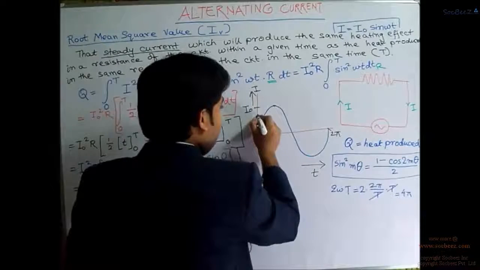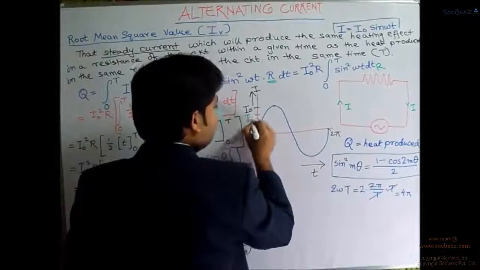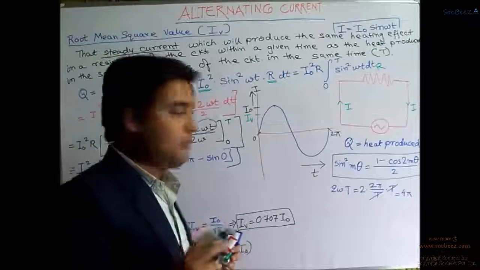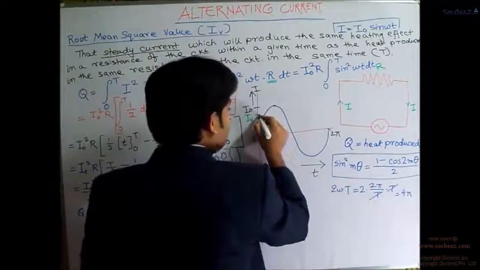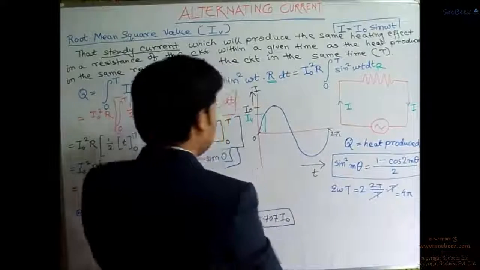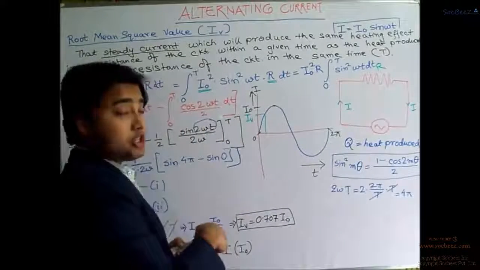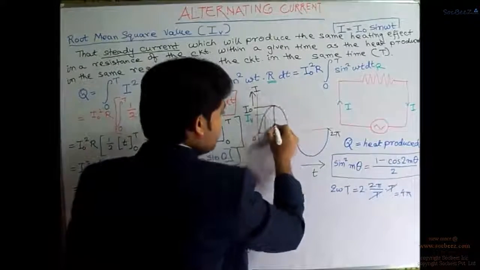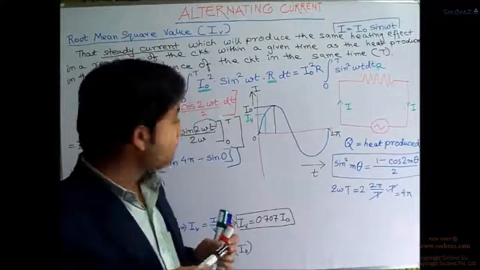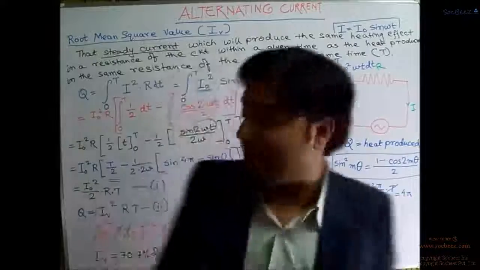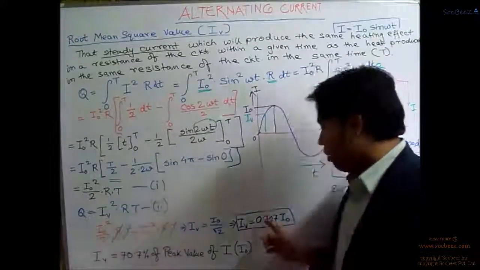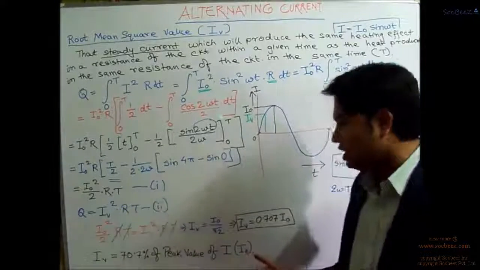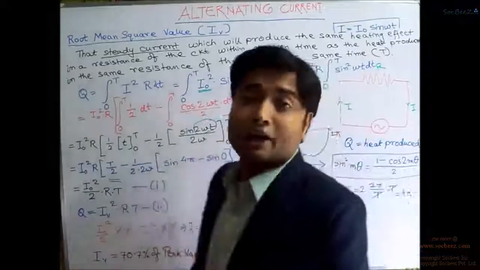So the IV will be somewhere over here. This green line is the IV, or the root mean square value, right? So the root mean square value will be like this. At this point, this will be the steady current we have looked for. And as we know that this is the peak value, this IV is basically 0.707 I naught. That means it is 70.7% of the peak value, that is I naught.